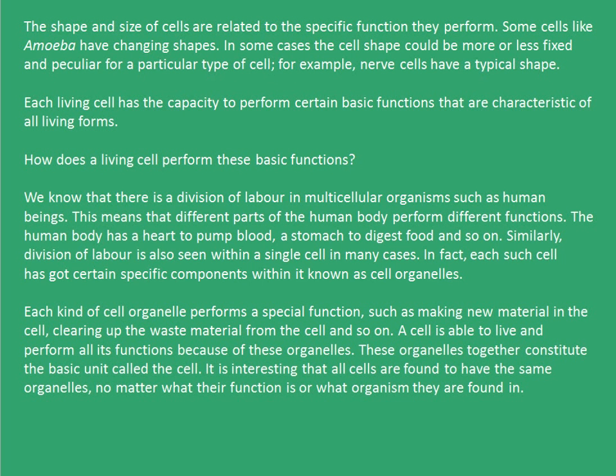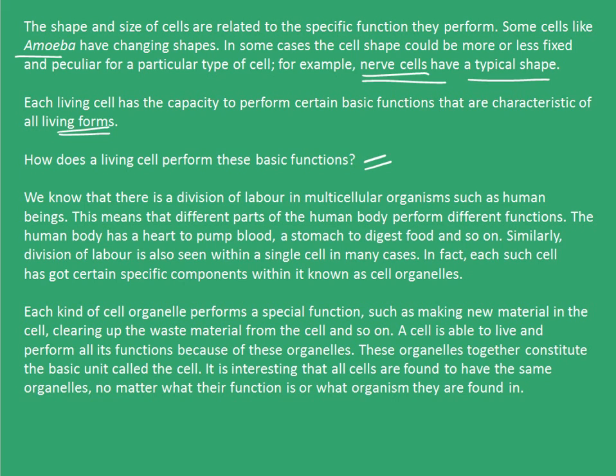The shape and size of cells are related to the specific function they perform. Some cells, like amoeba, have changing shapes. In some cases, the cell shape could be more or less fixed and peculiar for a particular type of cell. For example, nerve cells that are present in our brain have a typical shape. Every living cell has the capacity to perform certain basic functions that are characteristic of all living forms. Now, how does a living cell perform these basic functions?